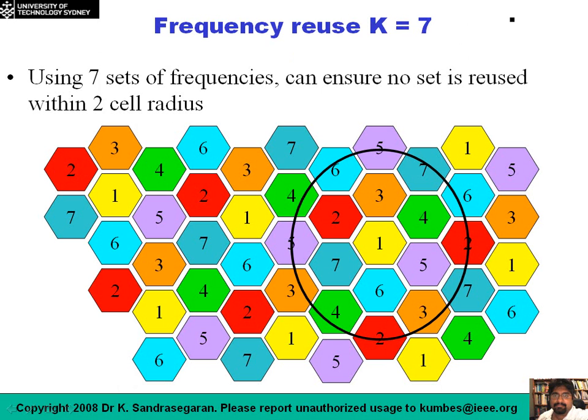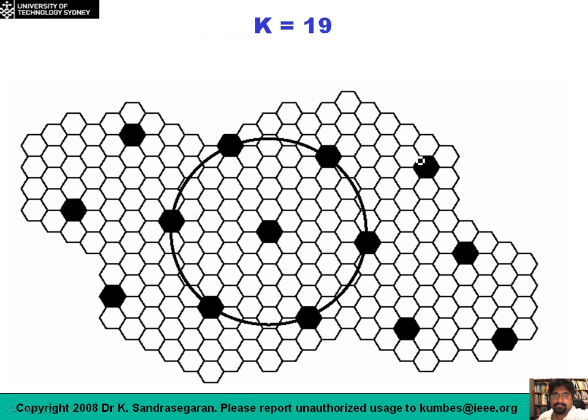This is another colorful version of the same slide. In this particular case, when we use a frequency reuse factor of 7, which is a very popular frequency reuse factor, we see that a particular frequency is reused two cells away. There's at least a 2-cell radius between the points at which it is reused. We can also have much higher frequency reuse factors. This diagram here shows a frequency reuse factor of 19 and so forth.